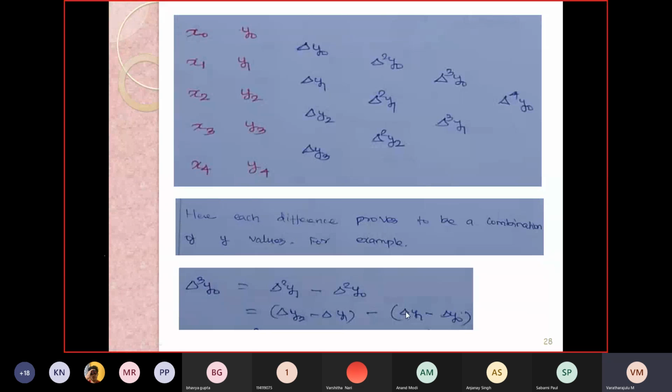And here each difference proves to be the combination of y values. For example, when we have the third difference of y0, we'll get the second difference of y1 minus the second difference of y0. By applying the values, that is delta y2 minus delta y1, minus delta y1 minus delta y0.